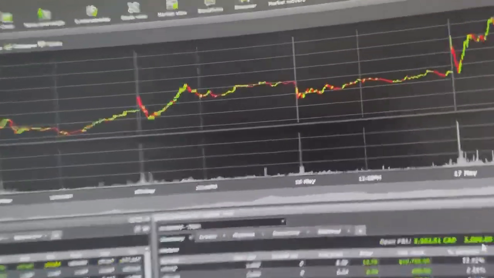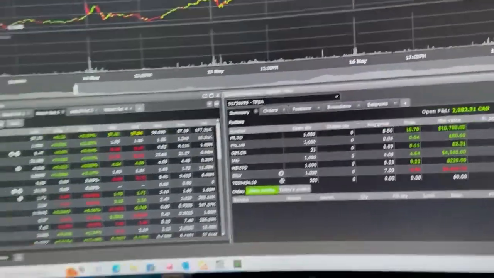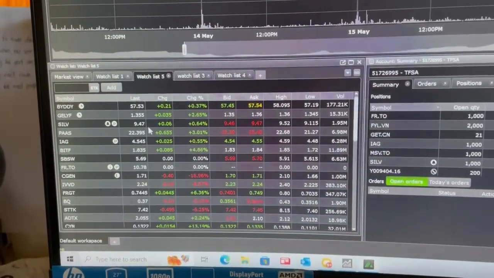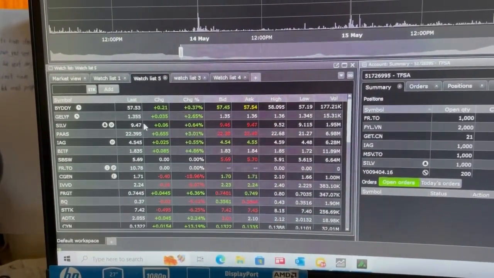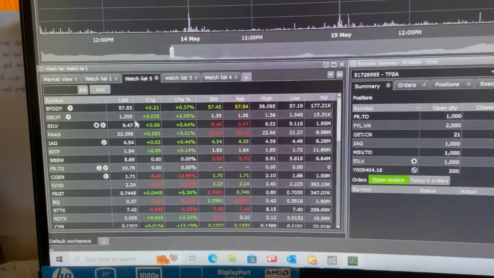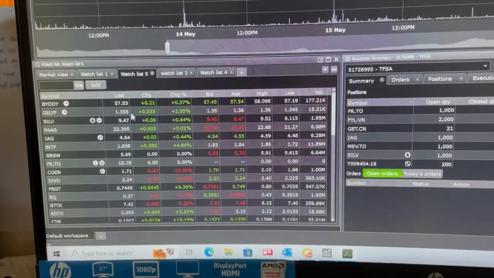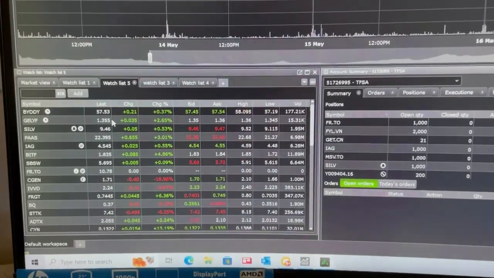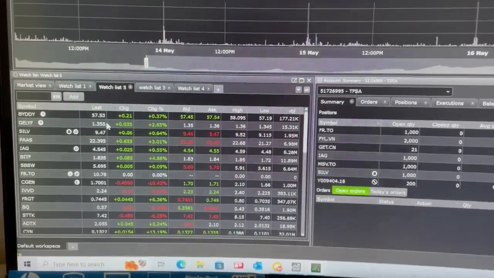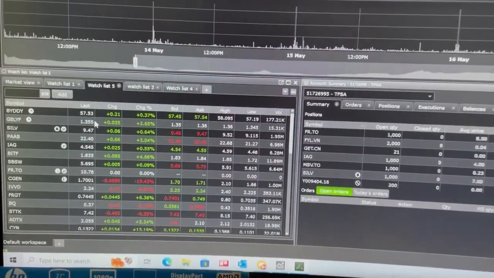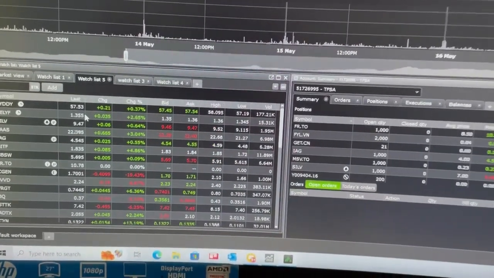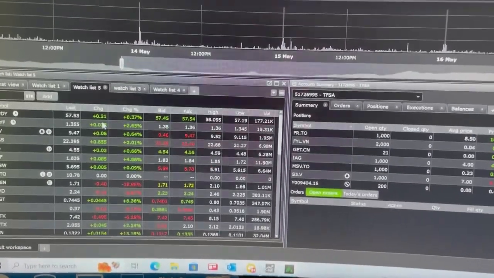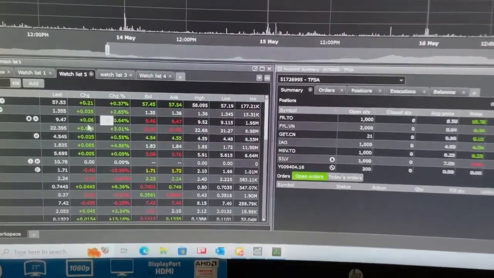So I just want to look at some other stocks here. I see that Geely Motors is up 3 cents today, 2.65%. Maybe I should have bought some shares in that. BYDDY, that other EV car company, BYD, I see that's up 21 cents, 0.37% today.